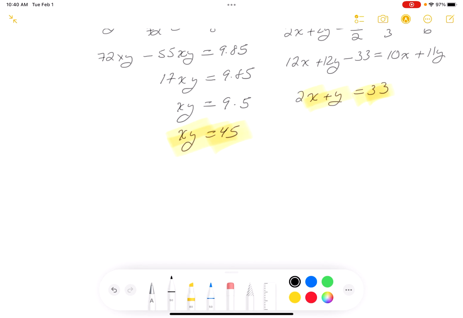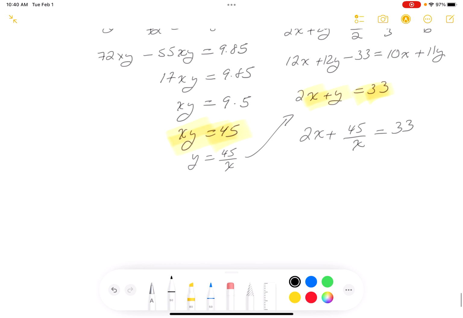All right, let's write this down. So I'm going to say y is equal to 45 over x. I'm going to plug it in here. What do you got? 2x plus 45 over x equals 33. And then I'm going to multiply both sides by x, and you're going to get 2x squared plus 45 equals 33x. 2x squared minus 33x plus 45 is equal to 0.